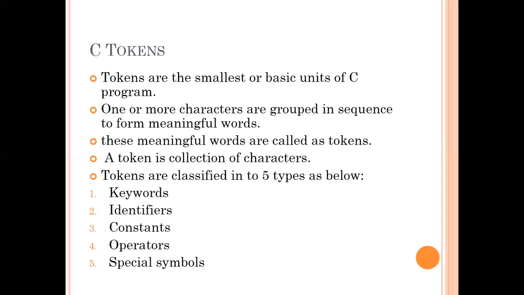And the rules for identifiers are: the first rule, the first character must be an alphabet or underscore. Second, must consist of only letters, digits, or underscore. Third, only the first 31 characters are significant. Fourth, cannot use a keyword as an identifier name. Fifth, must not contain white space. Okay, these are the rules for identifiers.